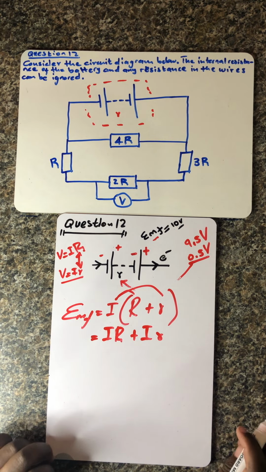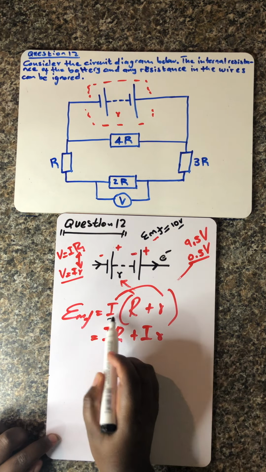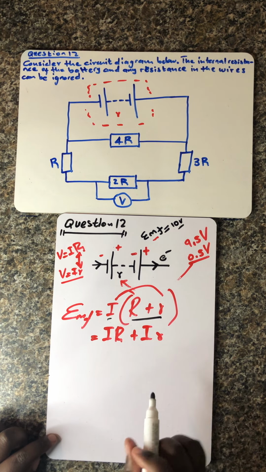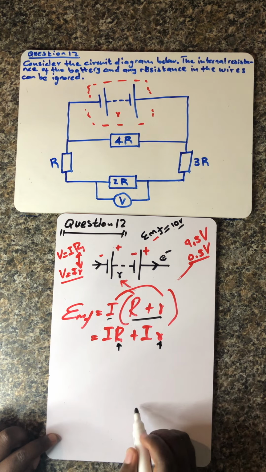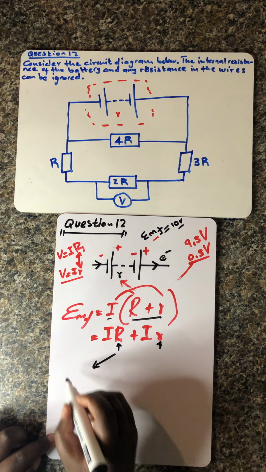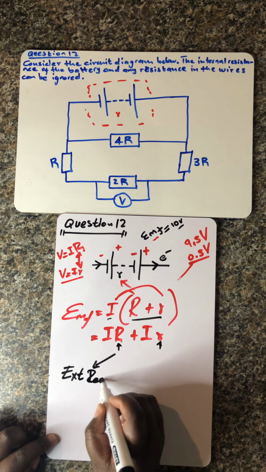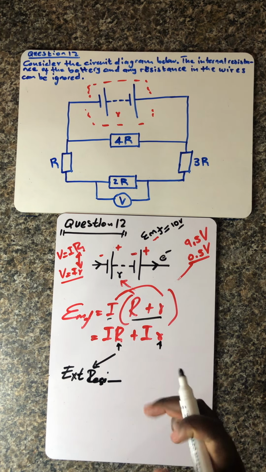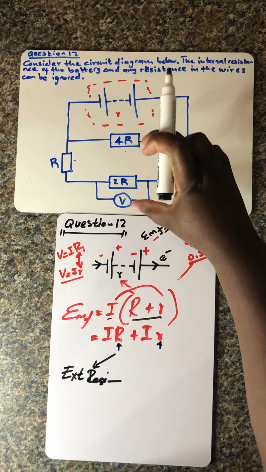Very, very much important that you notice the difference. The I is the same, that's why it was I for both of these. What is the difference now? The difference is capital letter R and small letter r. What is this capital letter R? This is for the external resistance, ladies and gentlemen. The external resistance refers to these resistors connected either in series or in parallel.